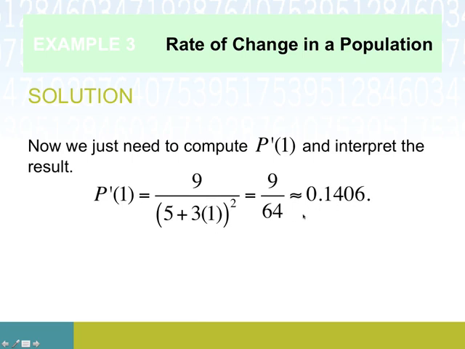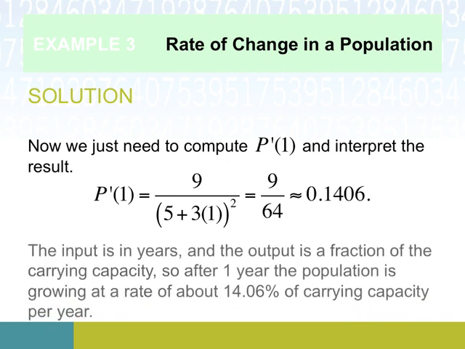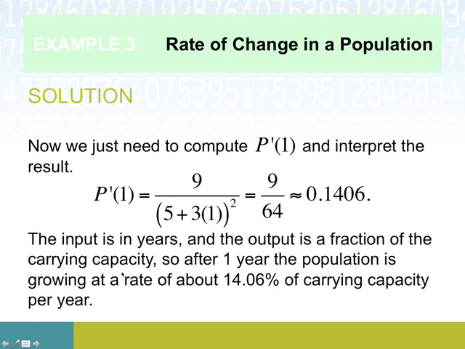So that's an approximation, 0.1406. And keep in mind that this is not an actual population. This is a fraction of the carrying capacity. So our interpretation is going to have to involve that piece of it. Okay, so input is in years, output's a fraction of carrying capacity. So here's our interpretation. After 1 year, so that's just using this input piece.